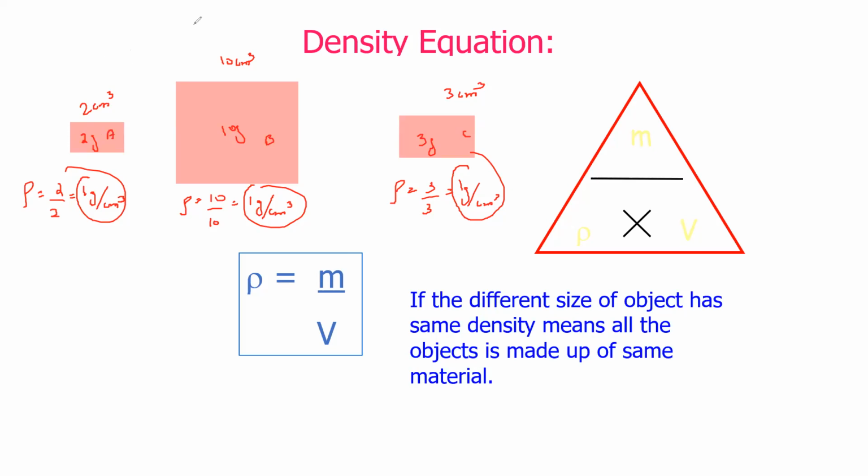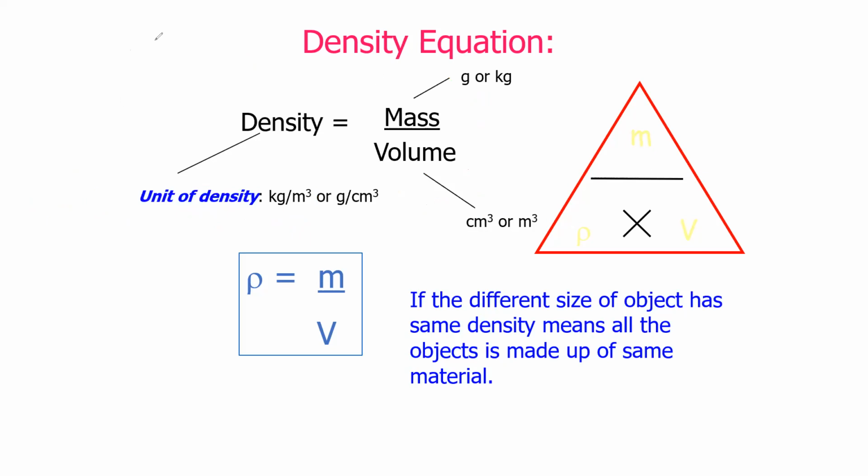So if I say I have an object and it is made up of gold, I want to show that this object is made up of gold. How can I identify it? For example, if you find a nail, an iron nail, or a steel, you want to identify the type of the material. How can you identify the type of material? Simply, you will find the density.